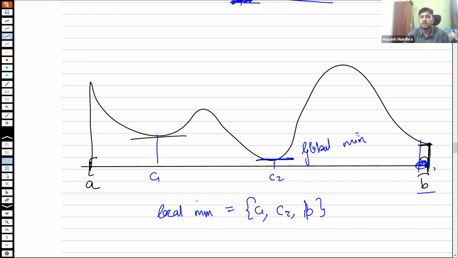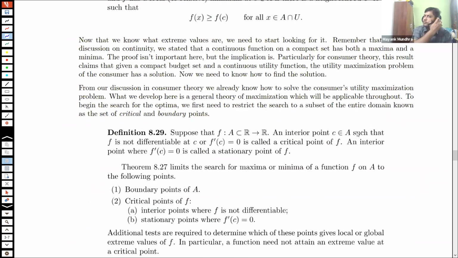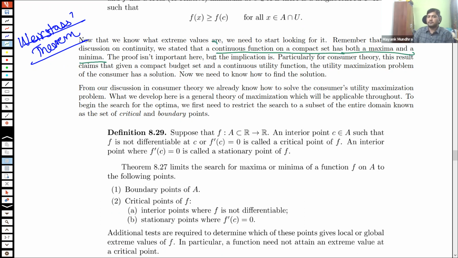So how do I find these values? Okay, there's this important theorem, which is called Weierstrass's theorem. Weierstrass's theorem says that a continuous function on a compact set has both a maxima and a minima. This is a theorem which talks about existence.